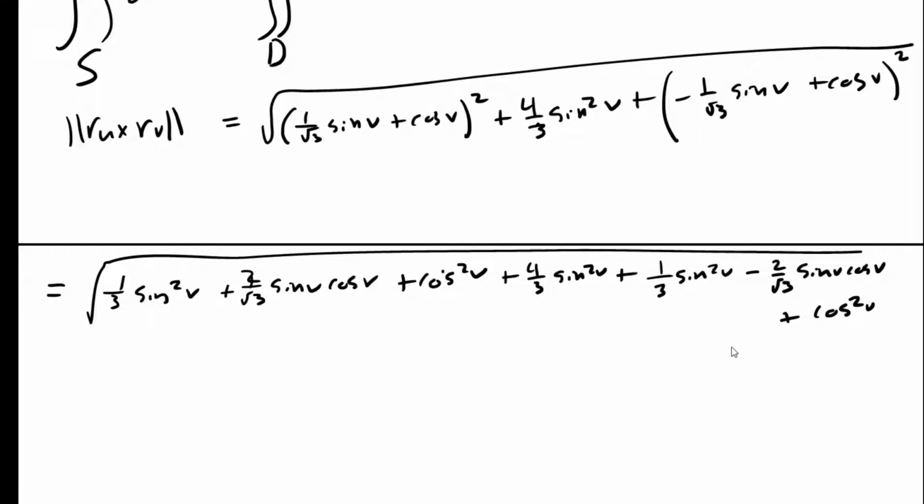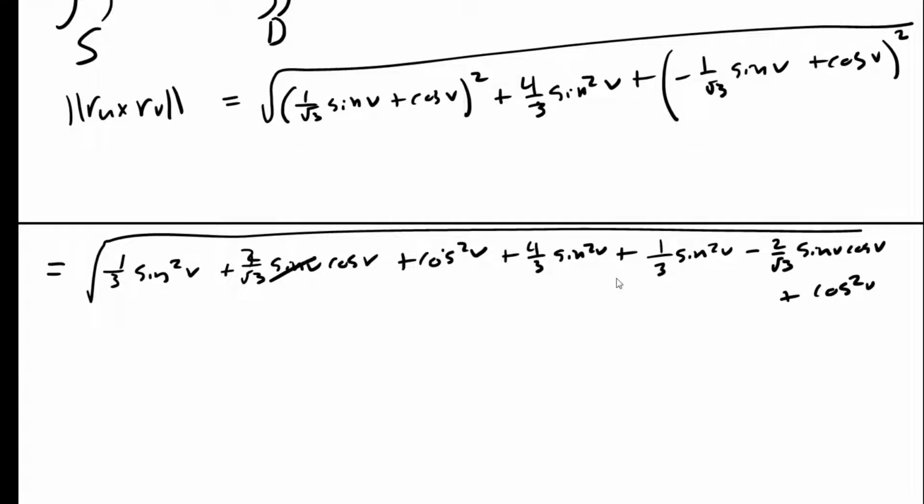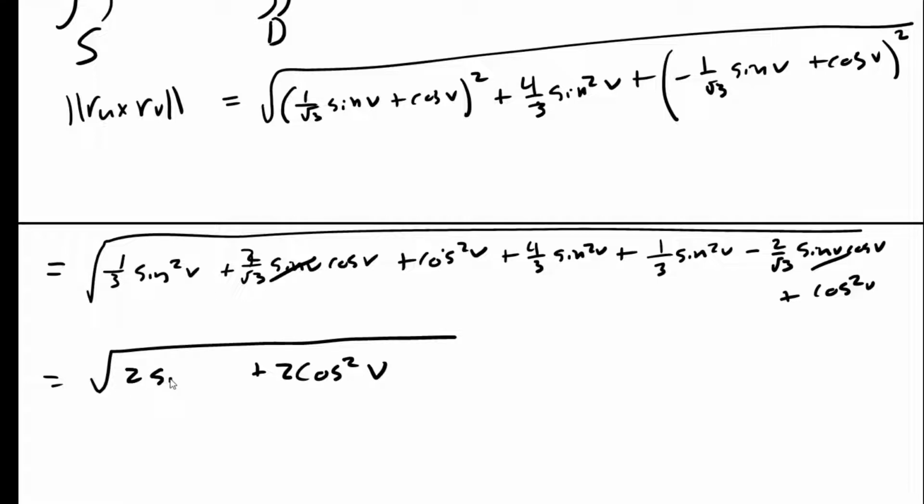Okay, this looks like it'll cancel out nicely. So this cancels out with this. Here we have cosine v squared, cosine v squared, so it's going to be 2 cosine squared v. Here we have 1/3 plus 1/3 plus 4/3, that's 6/3, so that's going to be 2 sine squared v. So this simplifies to root 2 times sine squared plus cosine squared, which is 1.